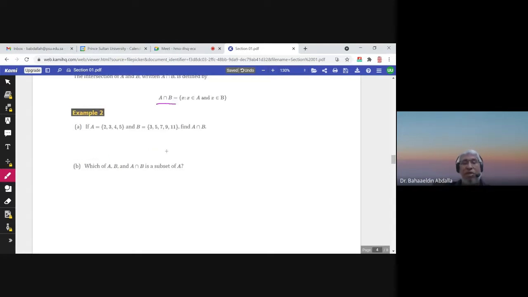So that's the intersection. For example, we have A and B, find A intersection B. A intersection B would consist of all elements. 2. Is 2 here?